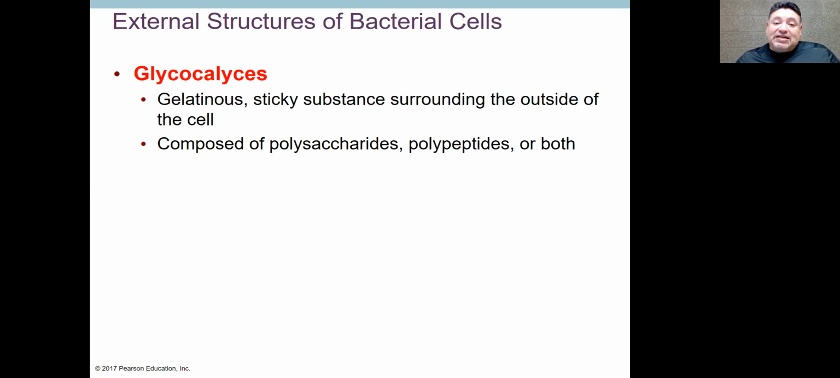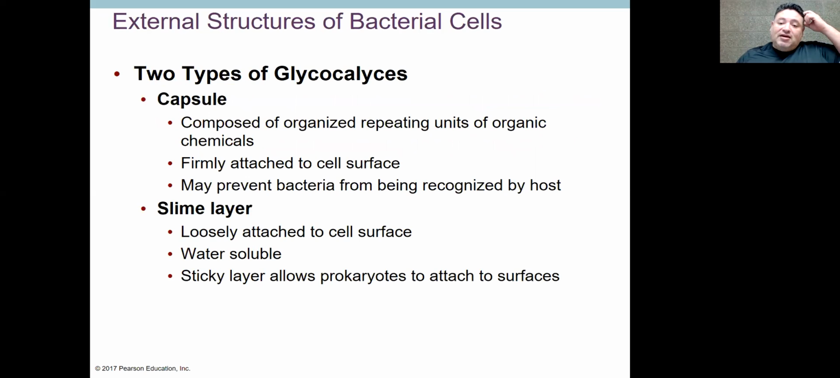And biofilms are a significant problem in the clinical environment because once they form, they're very hard to break up and they're very hard to treat. Okay, so glycocalyx is a precursor to these biofilms. Okay, there are two major types of glycocalyx. The capsule, okay. What's the significance of the capsule? It provides protection to the bacteria that has the capsule.